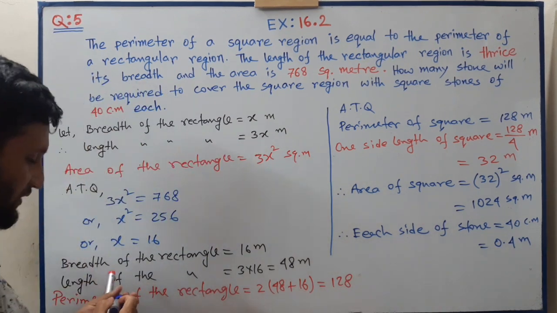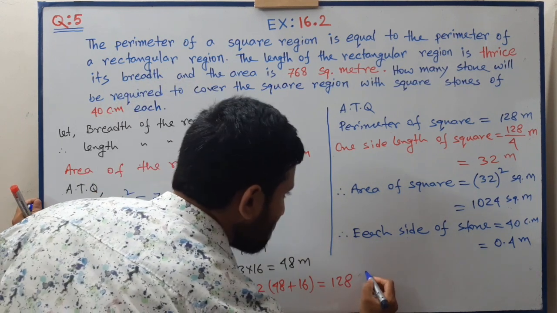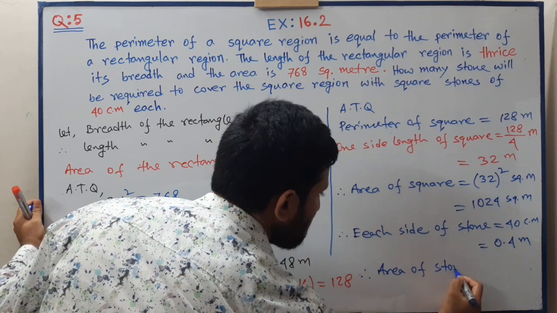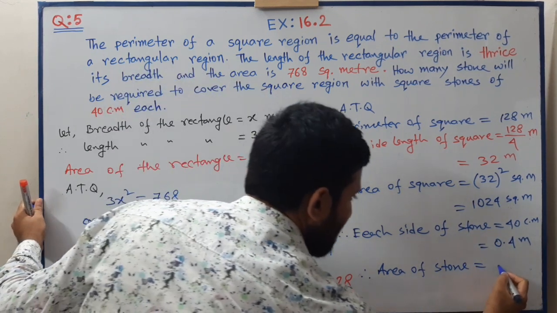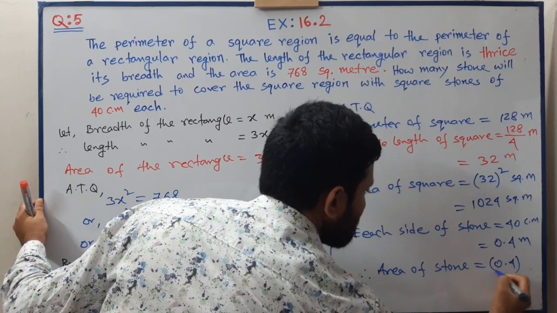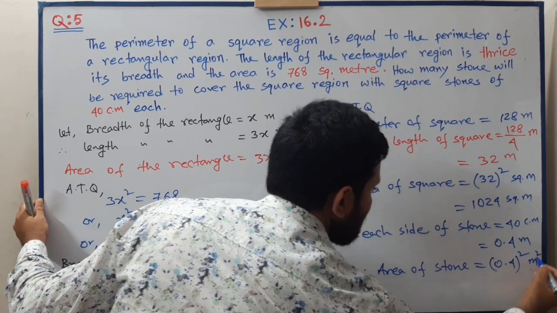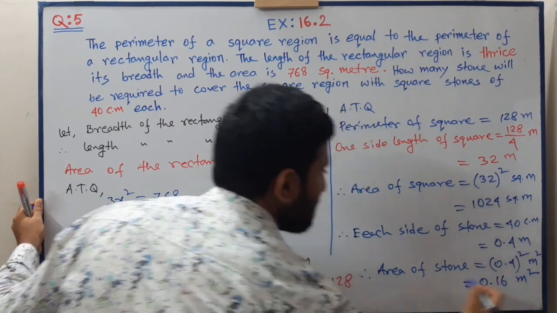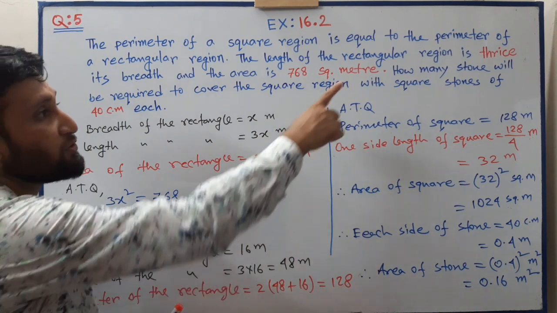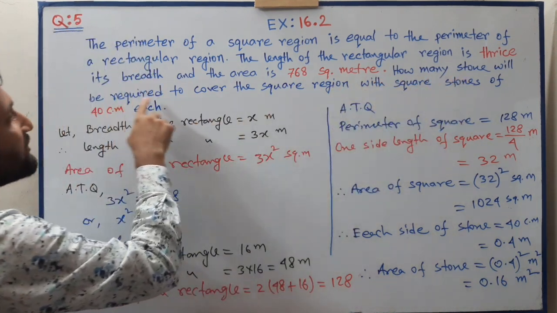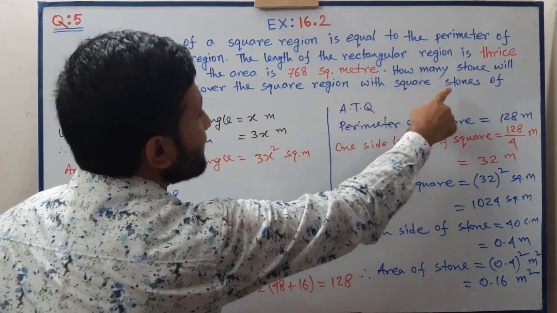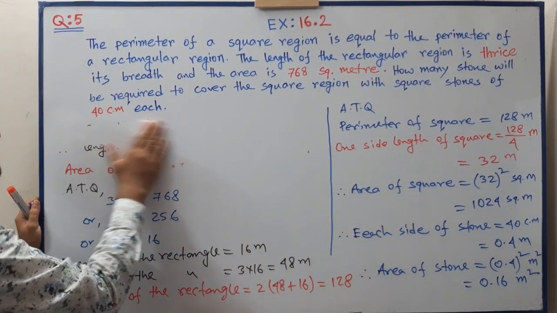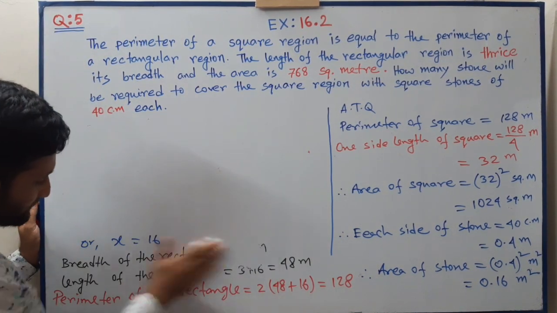Okay, now we can identify the area of the stone. So you can write the area of the stone is equal to 0.4 square, and then square meter. 0.4 square, that means 0.16 square meter. Okay, now we have to identify the number of stone, because in the question how many stones will be required to cover the square region with square stone of 40 centimeter each.